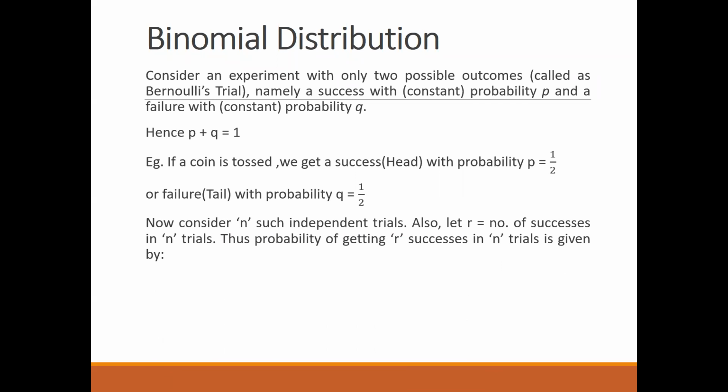in n trials. Now, the formula which we are going to use for PR, that is the probability that I get R successes in n trials, is given by PR equal to NCR, the combination formula if you remember, times P raised to R and Q raised to N minus R. Now this value of R is going to move from 0 to N. And this is your binomial probability distribution.